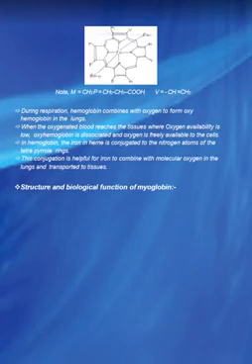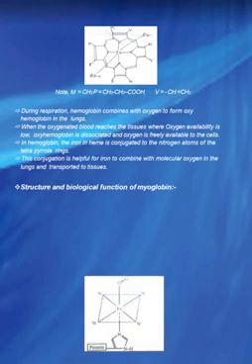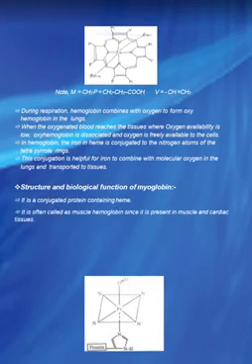And next, coming on to the structure and biological function of myoglobin. And this is the structure of myoglobin, and it is also a conjugated protein containing heme. What is heme? Already we have discussed heme, which is a red color pigment. It is often called muscle hemoglobin since it is present in muscle and cardiac tissues.